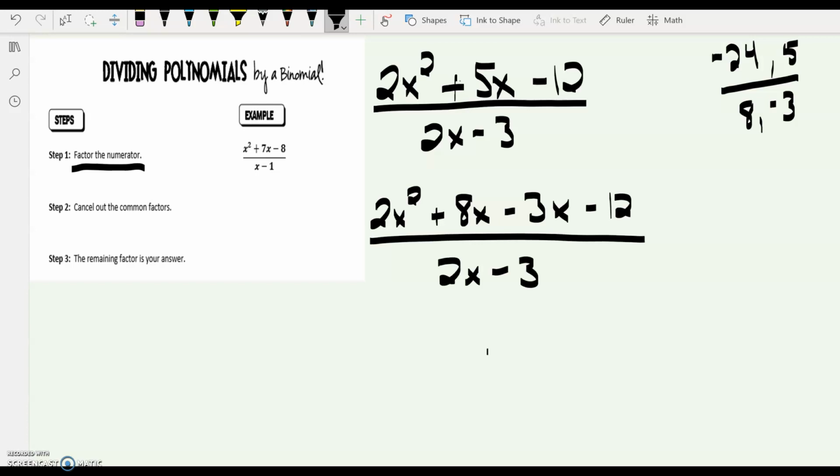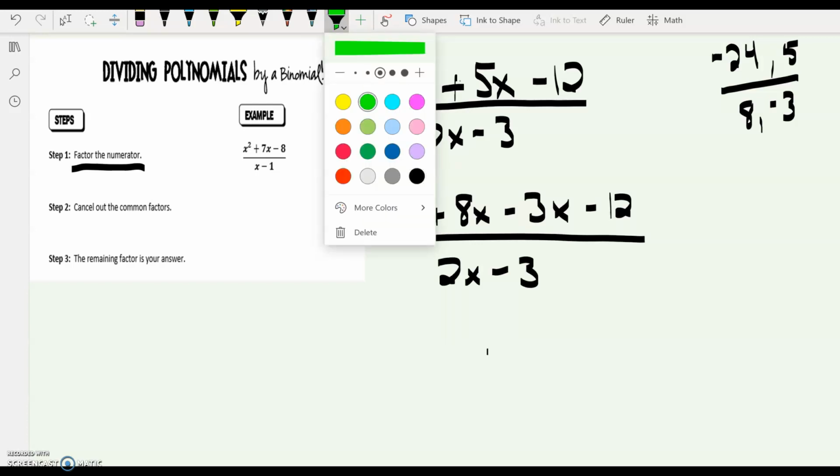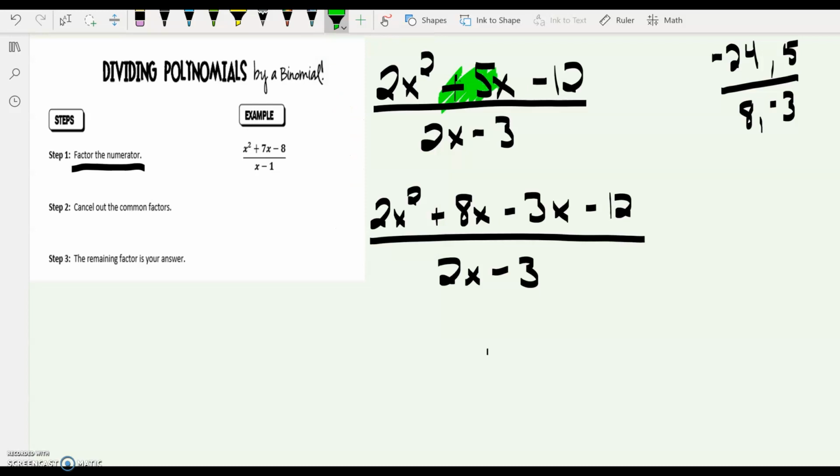Now again, I will highlight this for you guys. This 5x right here, what we've done by factoring is we've sneakily rewritten that 5x using 2 terms, and now we have 4 terms, so we are able to factor the numerator here by using grouping.